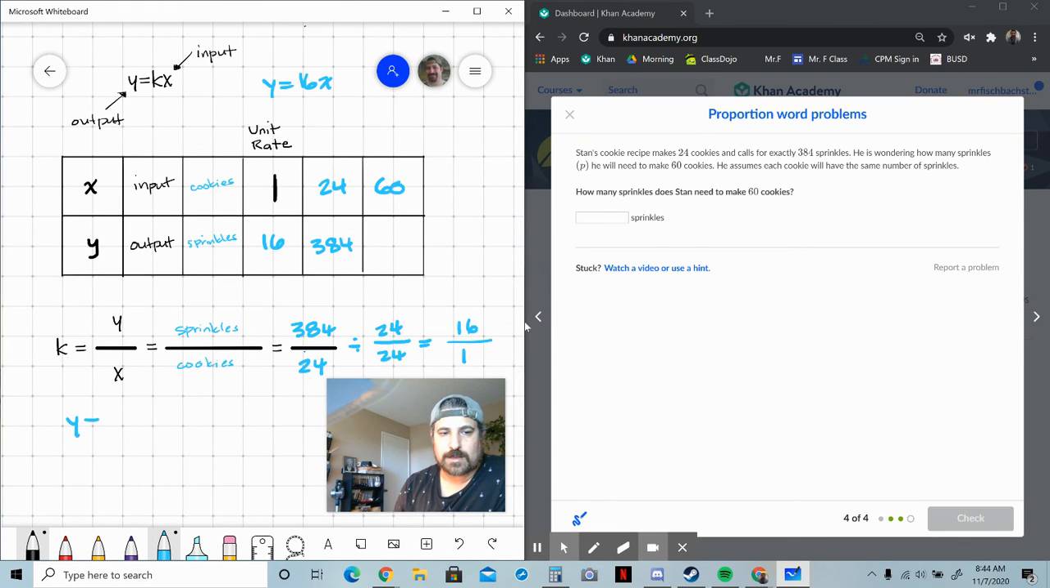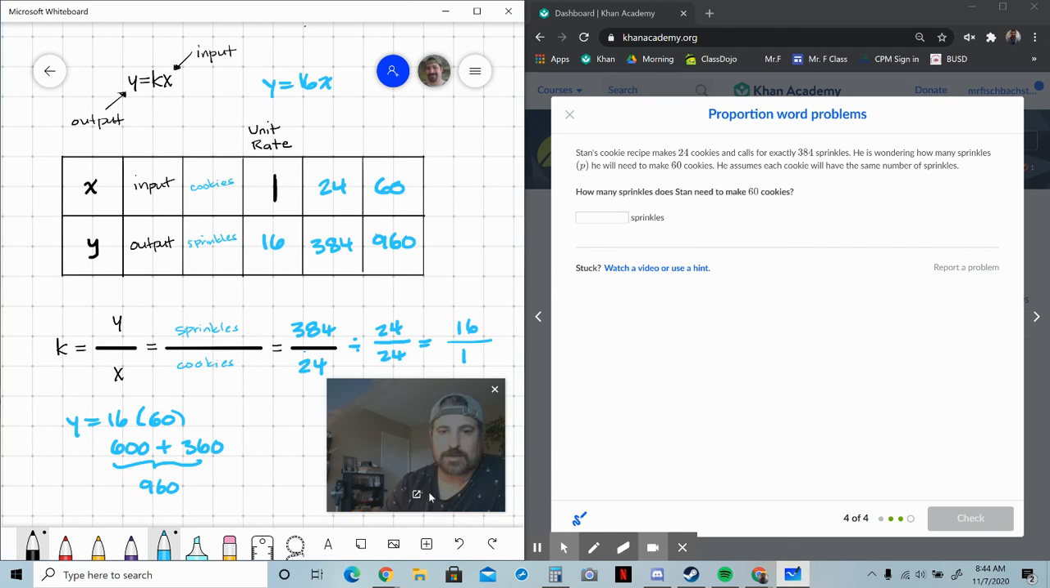So it would just be y is equal to 16 times 60. And that's just going to be 60 times 10, which is 600, and 60 times 6, which is 360. And so add it together, what do you get? 960. So you're going to have 960 sprinkles that he'll need for 60 cookies.